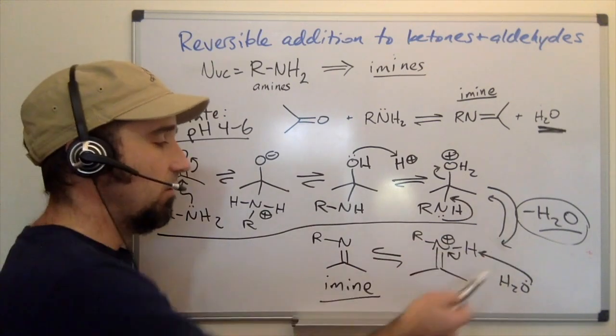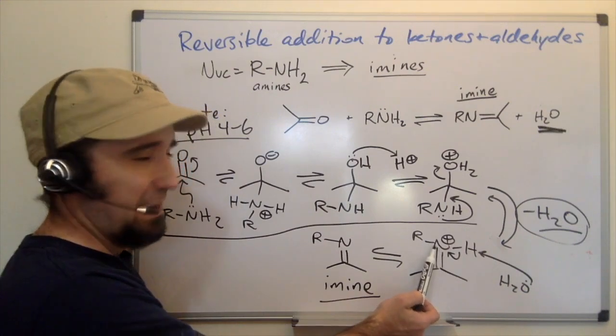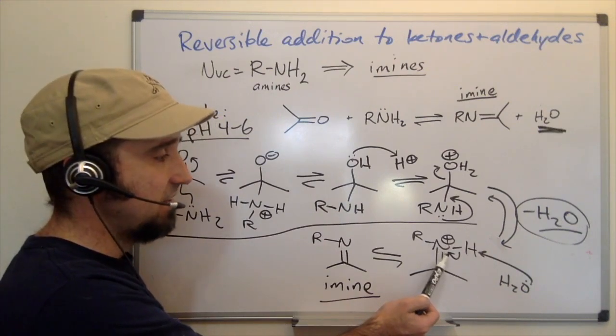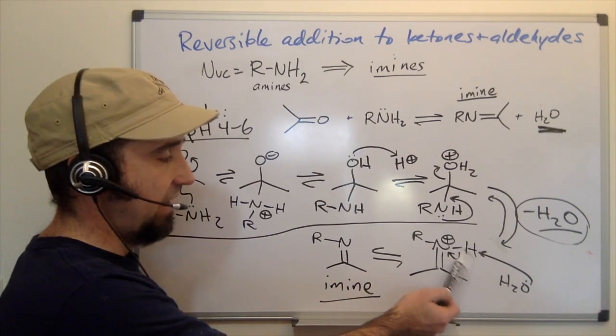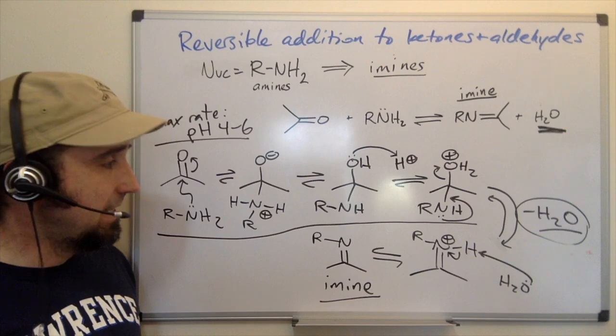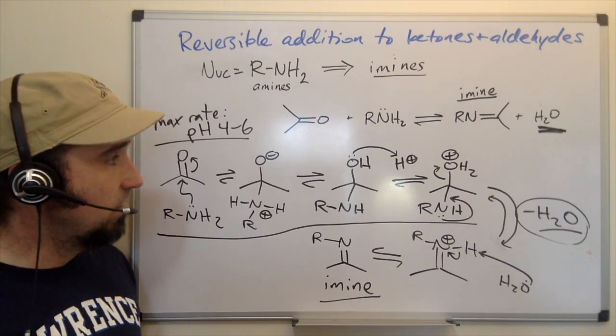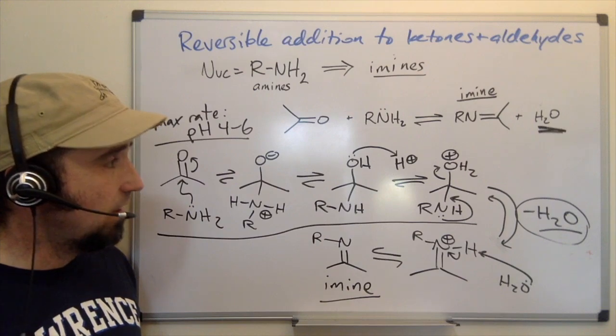Once this is water, I just have this conjugate acid of an imine, an iminium ion, I guess, that then is going to lose that acid proton to get to that. So this is an imine. This is the mechanism by which it's formed. Slightly acidic helps us out.